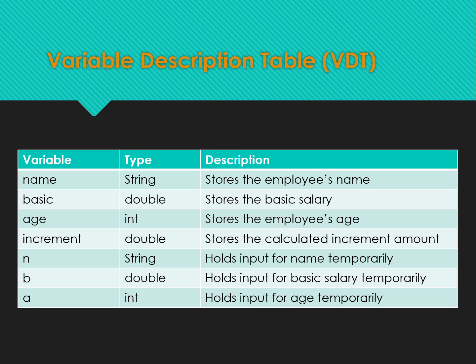In the main method, we use 3 temporary variables, n for name, b for basic salary, and a for age, all of which match the types used in the class. These variables help us capture input and pass it to the class methods effectively.